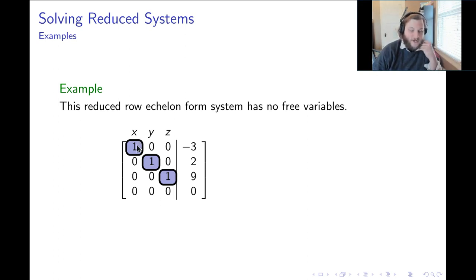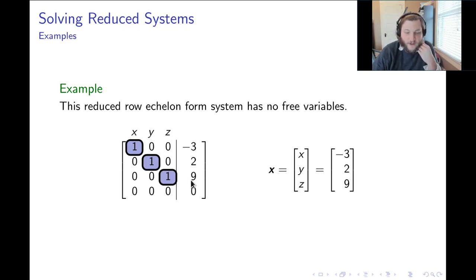The first equation is demanding that x1 equals -3, the second equation demands that y equals 2, and the third equation says that z equals 9. So there's only one solution to this system, so the solution vector is just x, y, z equals -3, 2, 9.